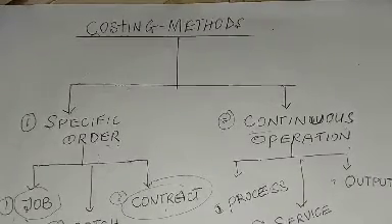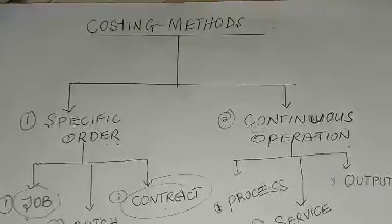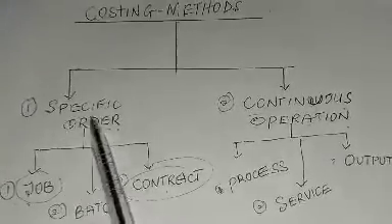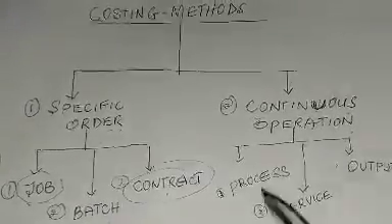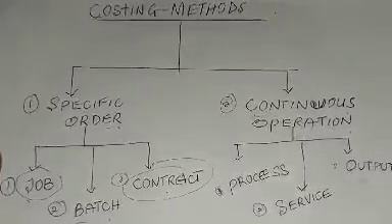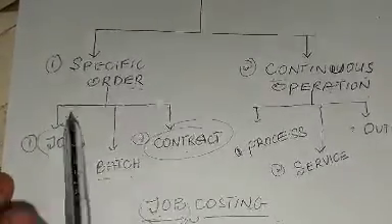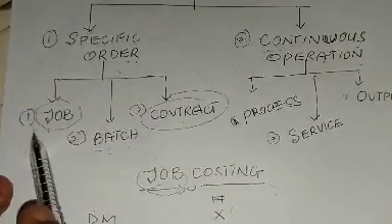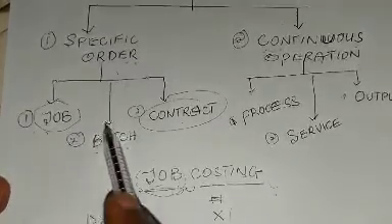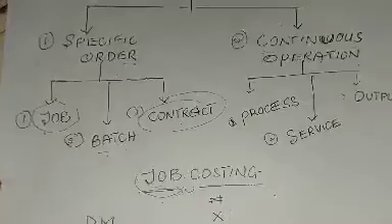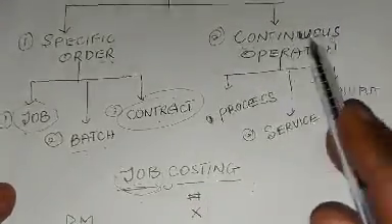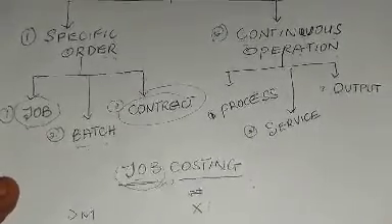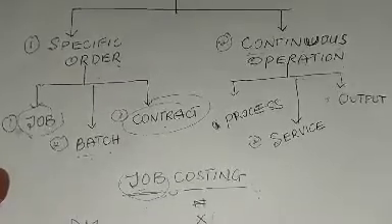products or business. Okay? Now, costing techniques, as you can see, are bifurcated into two. We have the specific order costing method, and number two, the continuous operation costing methods. The specific order costing method is further trifurcated into three: job costing, batch costing, and contract costing. Also, under continuous operation, we have process costing, service costing, and output costing. All right. So let us take them one after the other.